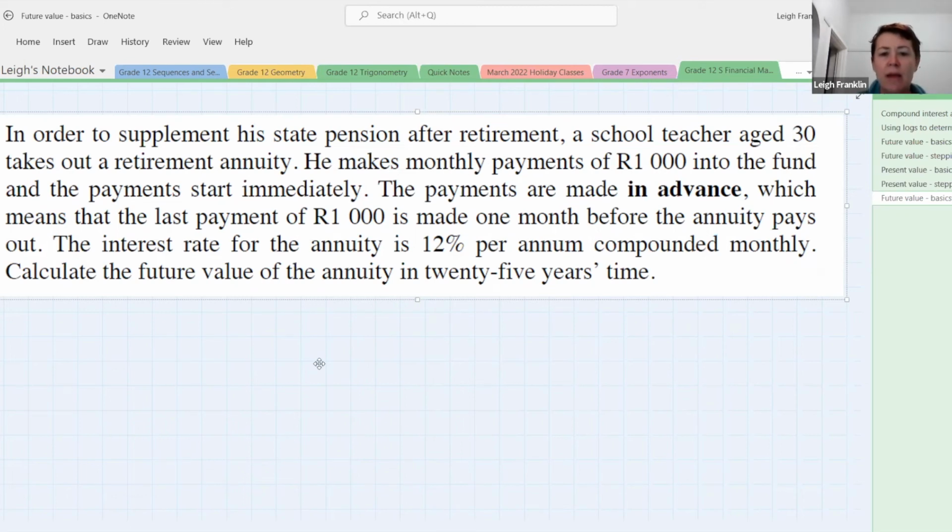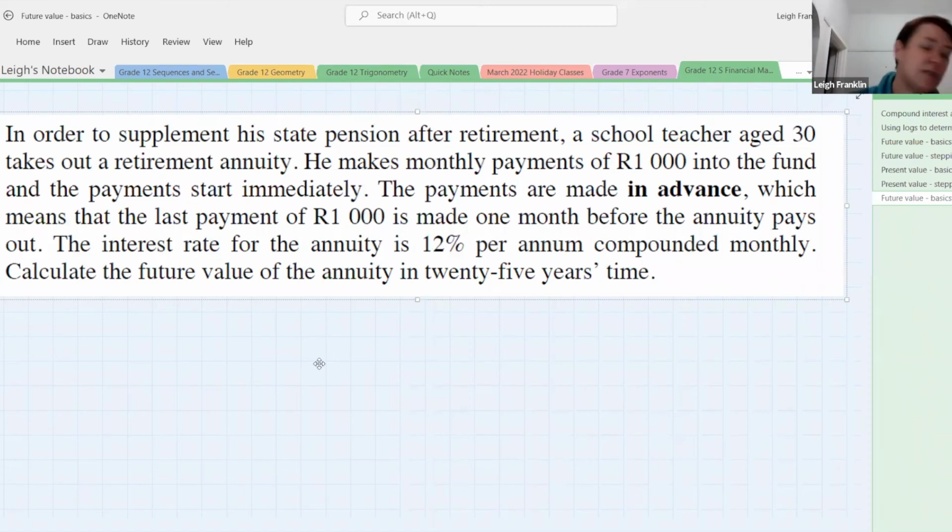So he makes monthly payments of 1,000 Rand into the fund, and the payments start immediately. Okay, hint, hint, hint. The payments are made in advance, which means that the last payment of 1,000 Rand is made 1 month before the annuity pays out. The interest rate for the annuity is 12% per annum, compounded monthly. Calculate the future value of the annuity in 25 years' time. Okay, so here the payments are made in advance. Okay, they're not being made at the end of the month like they normally would be.